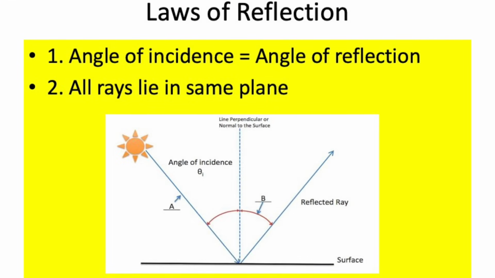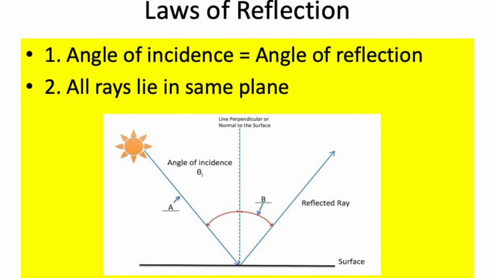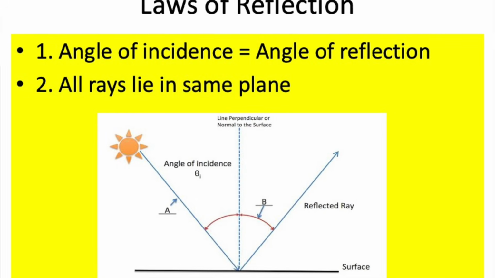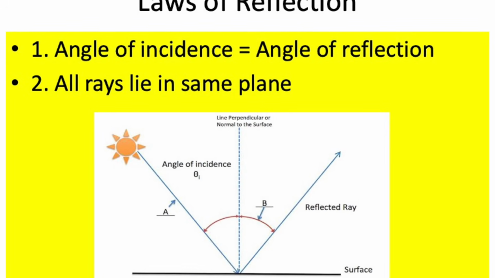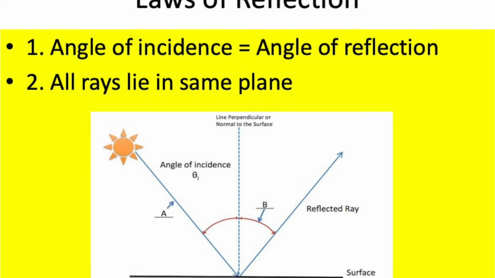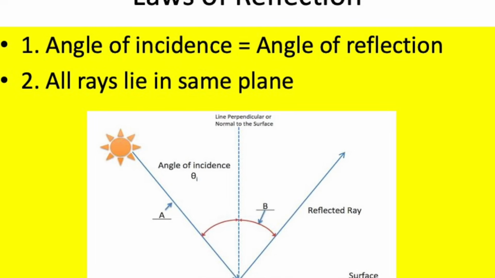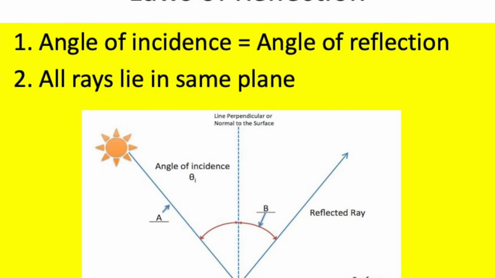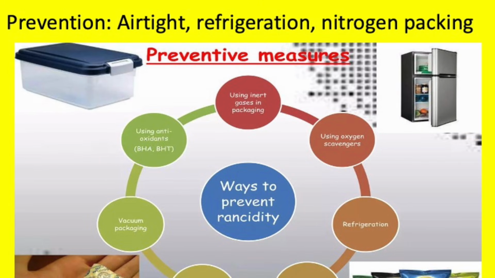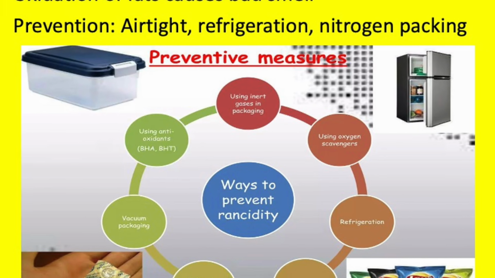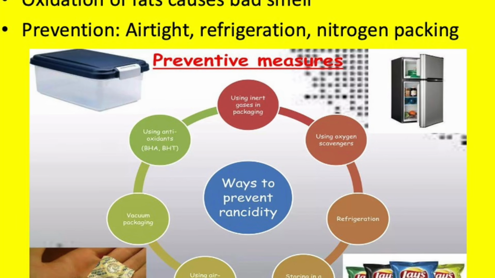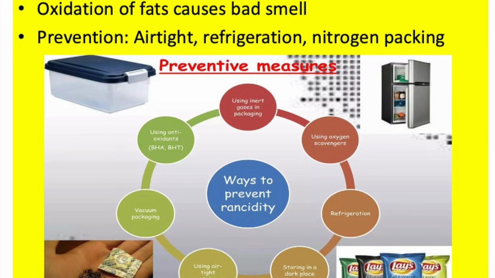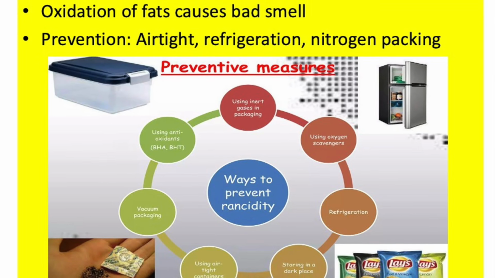Now let us revise some most important expected topics for the exam. Let us begin with the first topic, laws of reflection. There are two laws of reflection. Angle of incidence equals angle of reflection, meaning angle i is equal to angle r. Second law is all rays lie in the same plane. Next topic is rancidity. Rancidity is oxidation of fats that causes bad smell. We can prevent it by airtight container, refrigeration, or nitrogen filling.